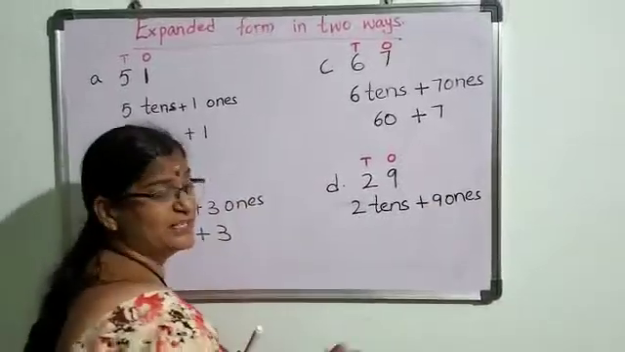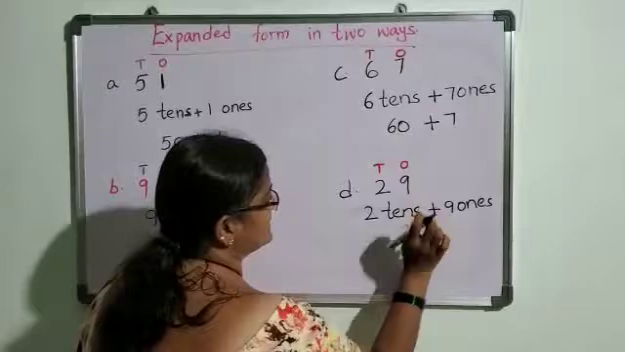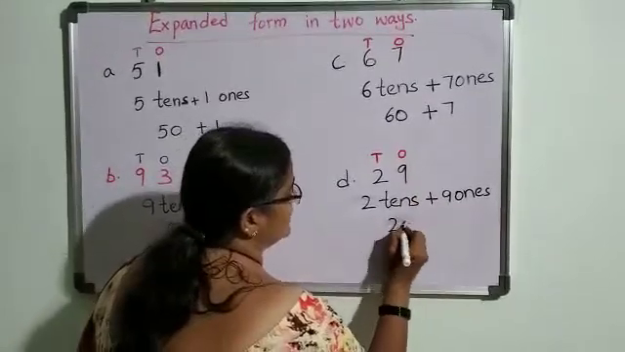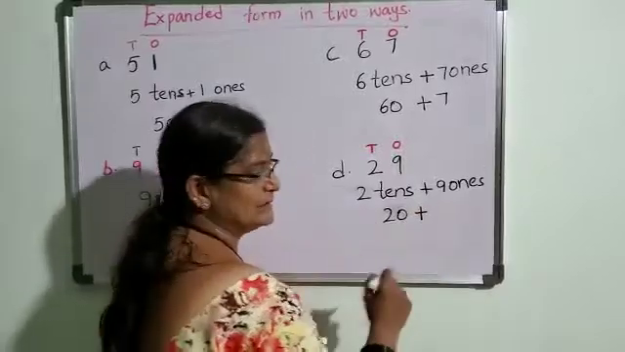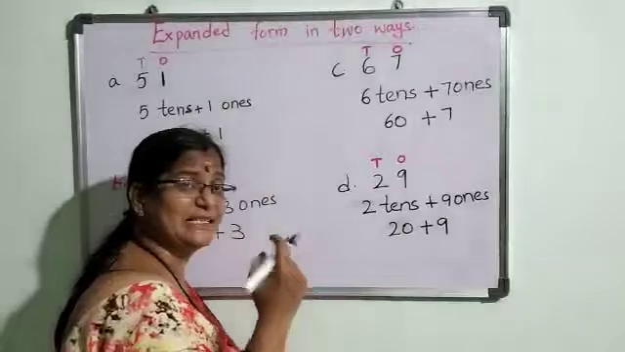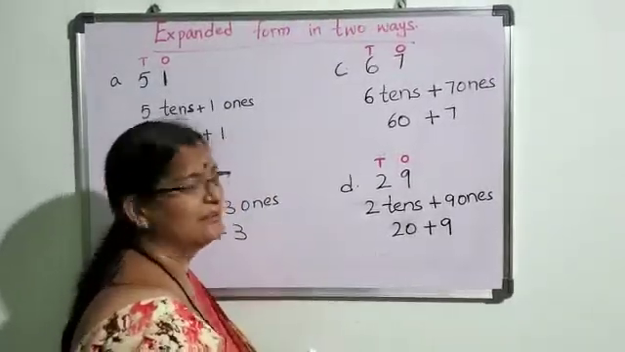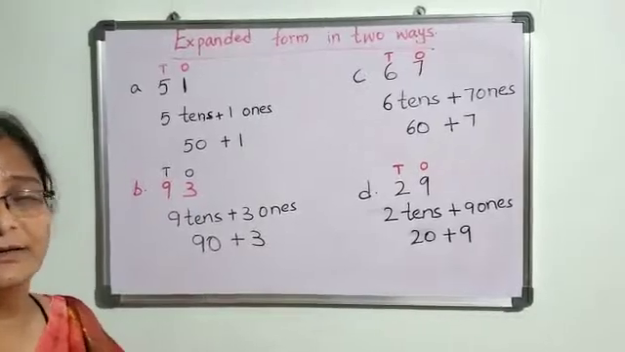First method finished. Now second, 2 tens means 20 plus 9. 20 plus 9, 29. So you should write like this. Got it? Thank you.